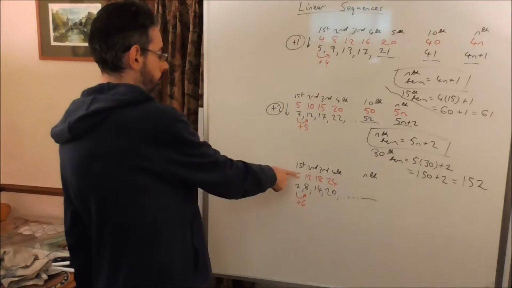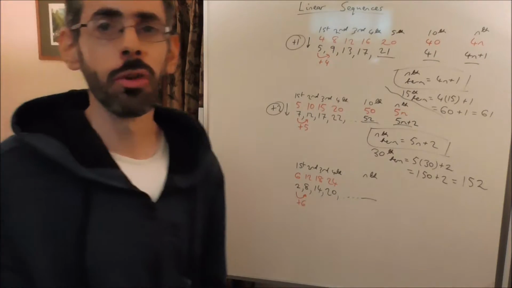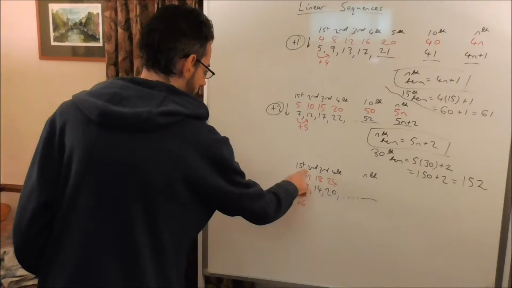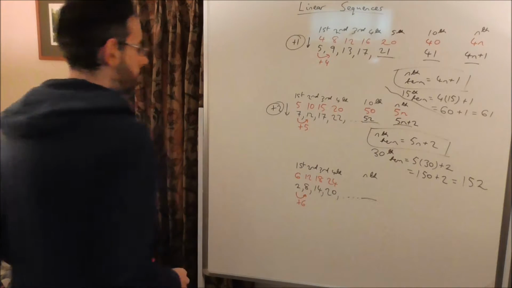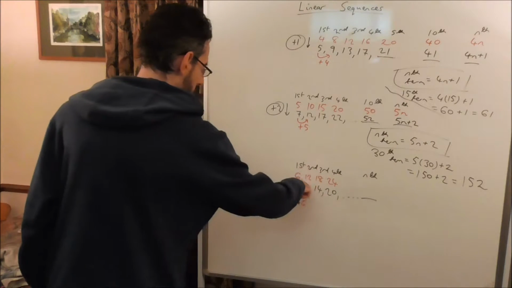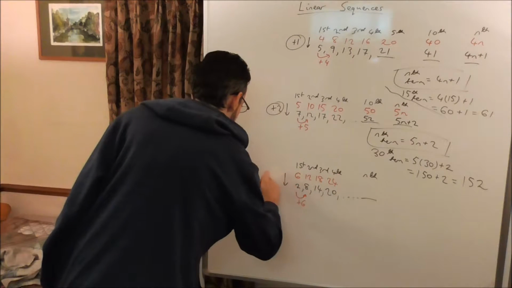But our sequence doesn't start on 6, it starts on 2. So all the numbers in our sequence are 4 lower than the numbers in the 6 times table. If you notice, the black numbers are always 4 lower than the red numbers. So to get from the 6 times table to our sequence, you always have to take away 4 this time.